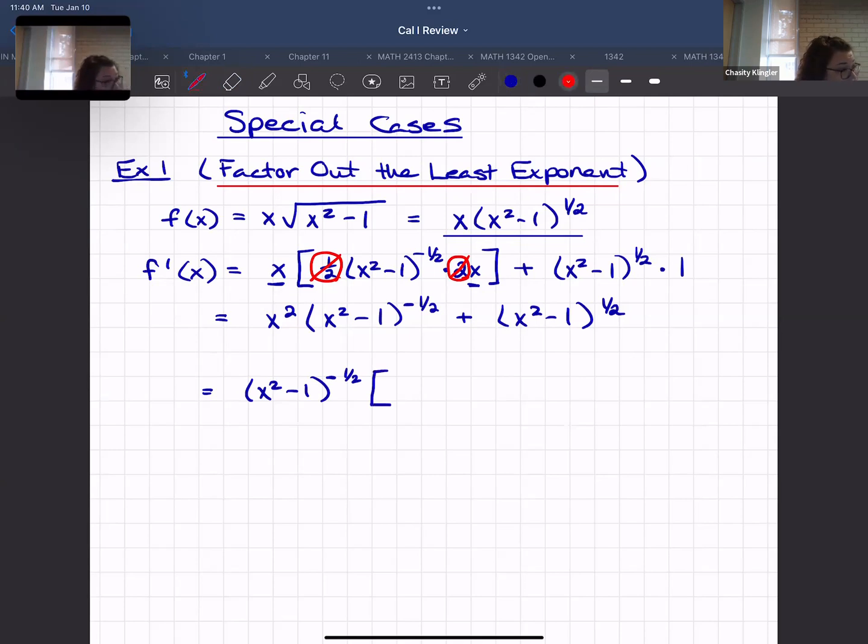So if I'm factoring something out, that means you're dividing out by it, right? So I've got to divide this term by x squared minus 1 to the negative 1/2, and this term. On the first one, it's the same thing, so those just cancel, which just leaves me with that x squared.